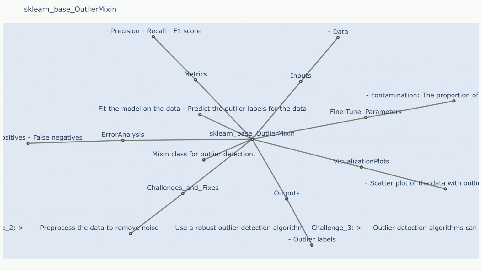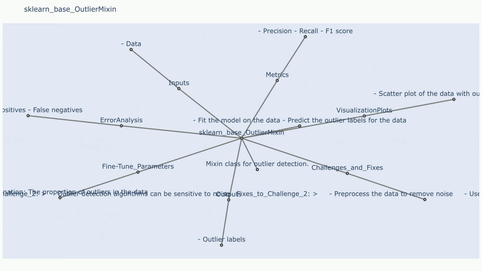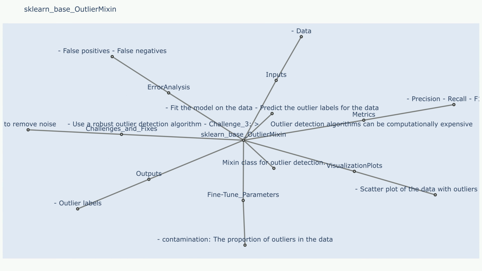Uncertainty methods. Confidence intervals estimate the uncertainty associated with outlier scores, providing a range of plausible values for each data point. Bootstrapping. Resample the data multiple times to assess the variability of outlier detection results. Challenges and fixes. Challenge 1.